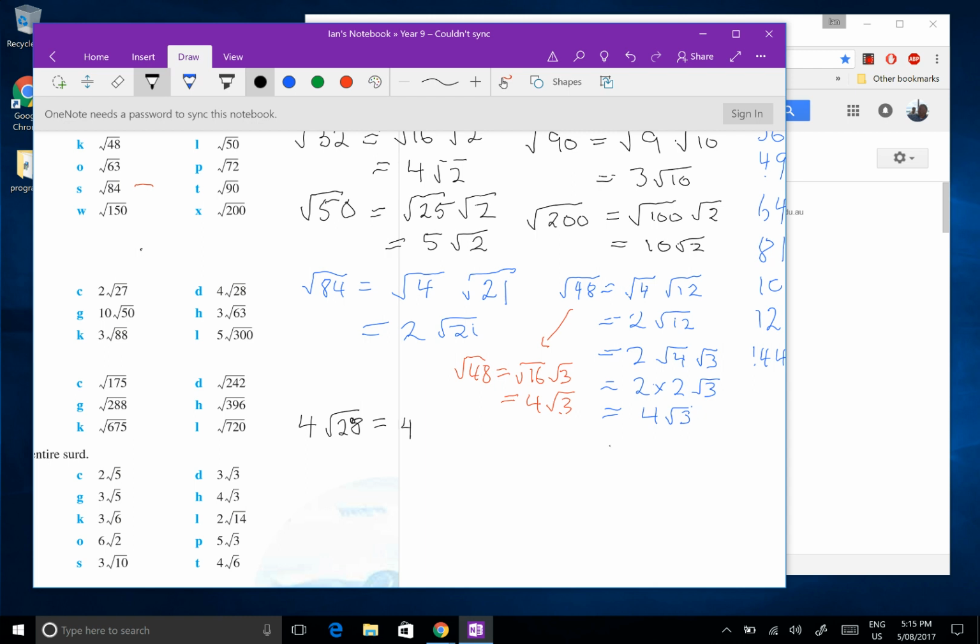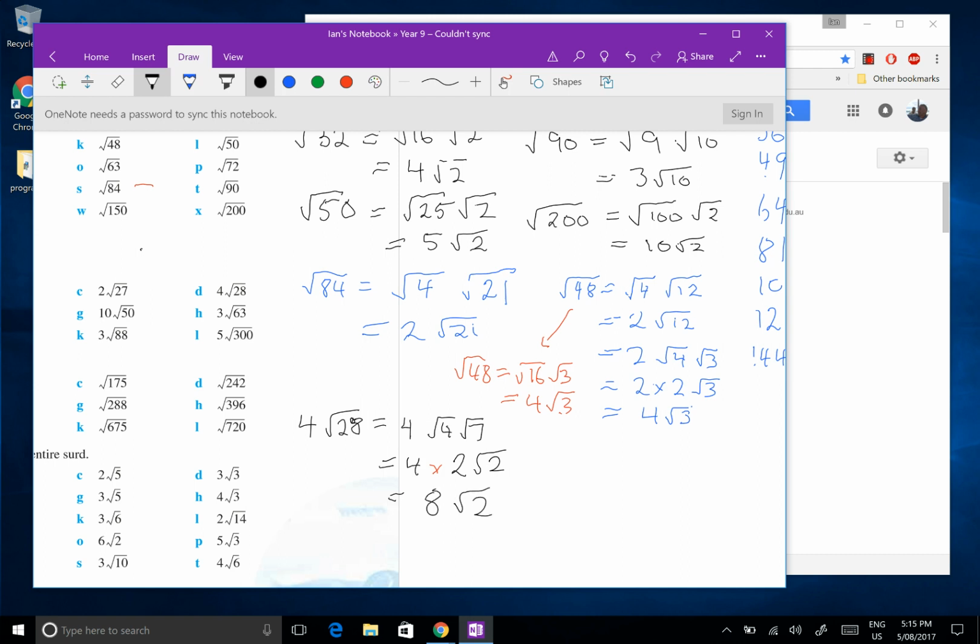Well, 4. Now, root 28, I know 4 goes into it. So root 4 times root 7, and I'm going to get 4. Now, I've got to be very careful here. Please do not forget that there is a multiplication sign between that 4 and that root 4. I'm going to get 4 times 2 root 7. Please don't call it 42 root 2. 2 times 4 is 8 root 2.